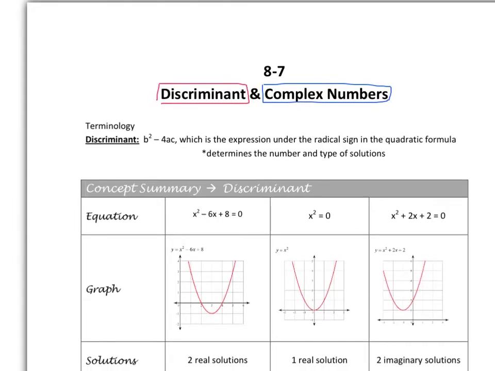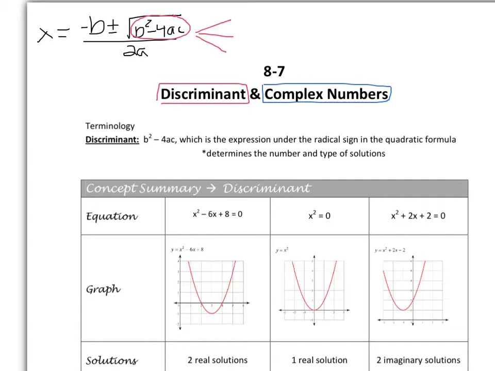So the quadratic equation is x equals negative b plus or minus the square root of b squared minus 4ac, all over 2a. That's the quadratic equation. The discriminant is the part inside the root. And when you calculate b squared minus 4ac with the appropriate values, that number tells you how many and what kind of solutions you'll have.